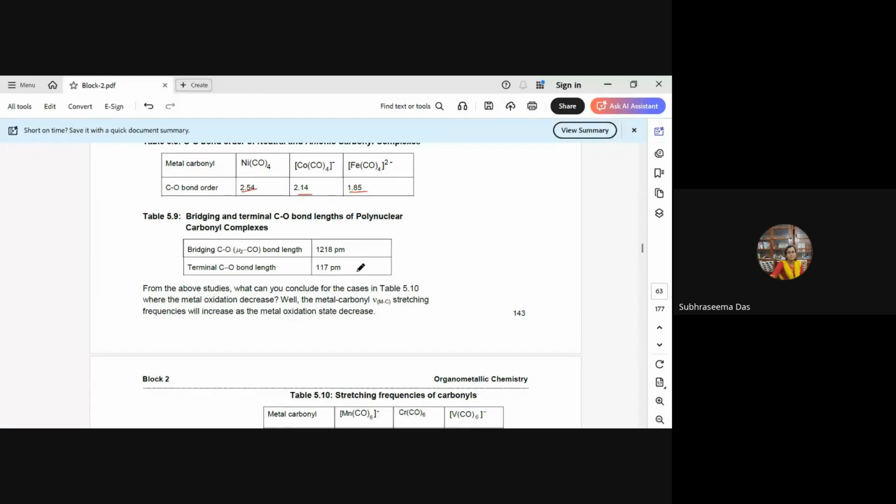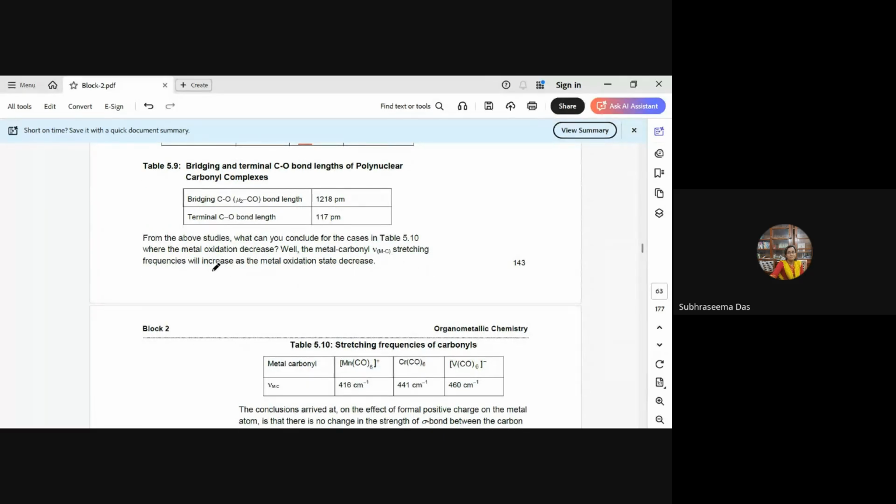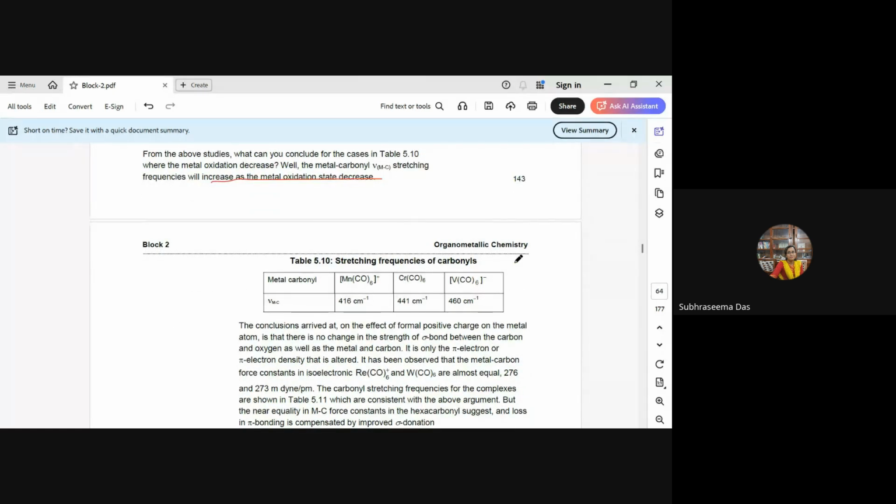So from all these tables, what inference do we see? That the metal carbonyl stretching frequency will increase as the metal oxidation state increases. So what does it mean? Suppose we have a carbonyl, manganese hexacarbonyl plus, then the stretching frequency of metal to carbon, that is nu MC, is 416. But for Cr(CO)6 it is 441, and V(CO)6 minus it is 460.